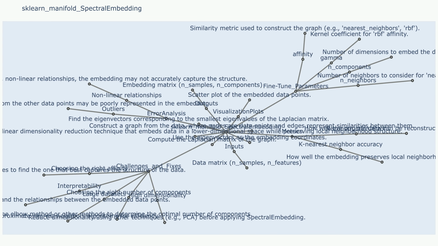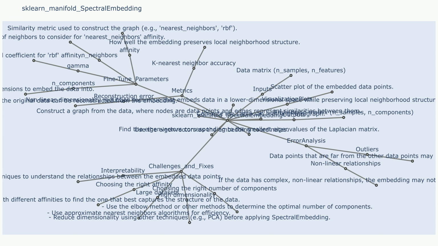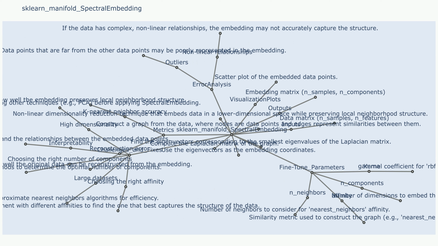sklearn.manifold.SpectralEmbedding. Description. Spectral embedding is a nonlinear dimensionality reduction technique that uses the spectrum of a graph Laplacian to embed data in a lower dimensional space while preserving the local neighborhood structure. It's particularly useful for visualizing and analyzing data with nonlinear relationships, where traditional linear methods like PCA might fail.